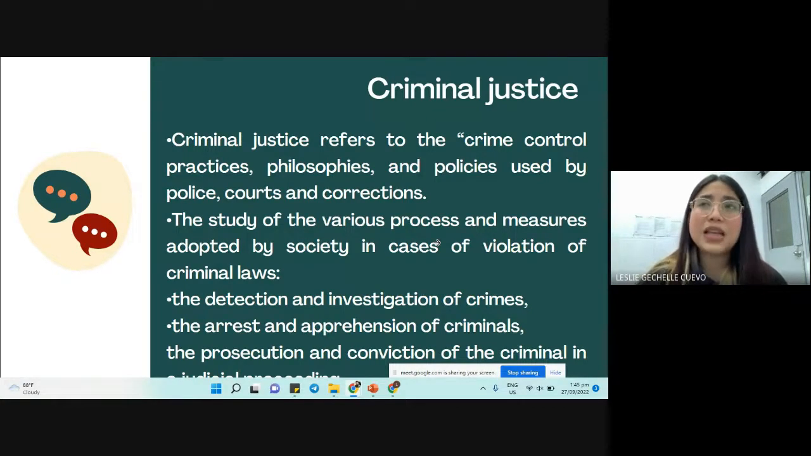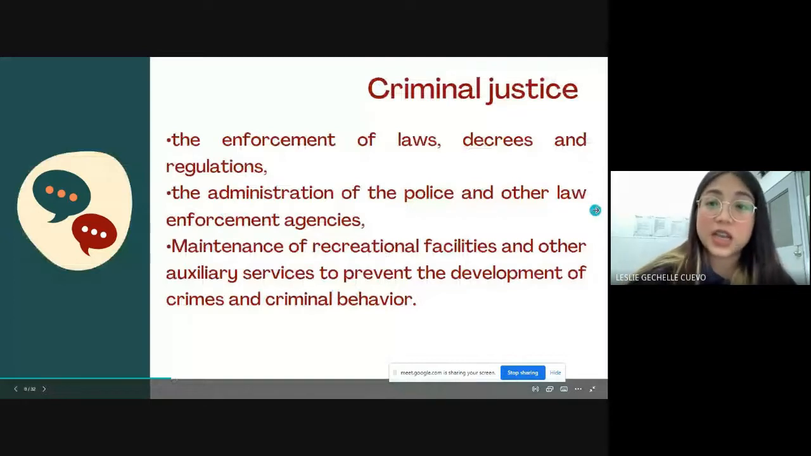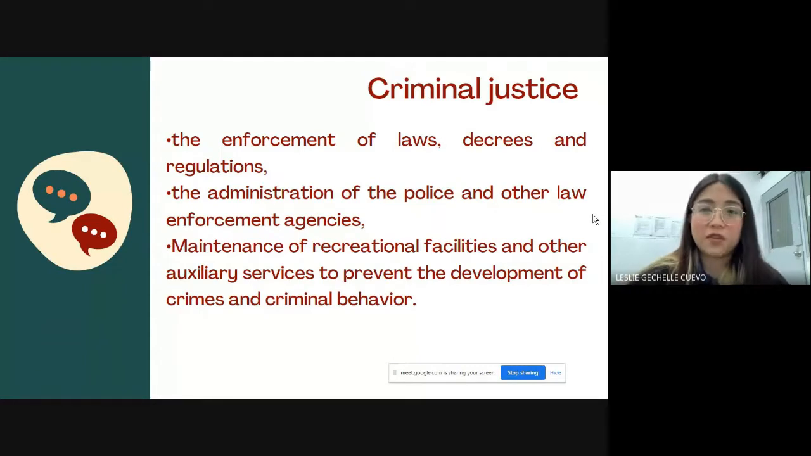So, pag sinabi nating criminal justice, ito yung paraan ng pagpoproseso natin sa isang kriminal, kung papaano siya mabibigyan ng hustisya, or kung hindi man yung criminal ang mabigyan ng hustisya, of course, the victim. Pero yun nga yung term natin as criminal justice. Kung papaano yung proseso, papaano yung mga practice, yung mga policy na ginagamit ng mga pulis at saka sa korte, pati na rin sa corrections. Okay? So criminal justice is the enforcement of laws, decrees, and regulations, the administration of the police and other law enforcement agencies, maintenance of recreational facilities and other auxiliary services to prevent the development of crimes and criminal behavior.